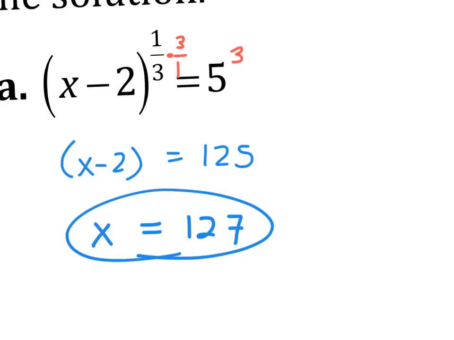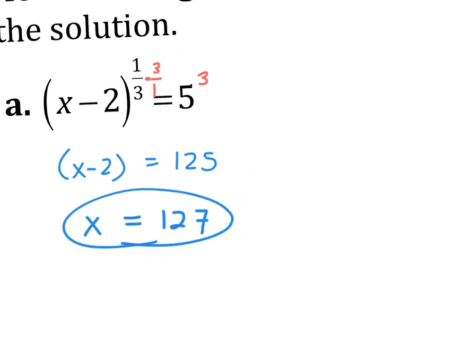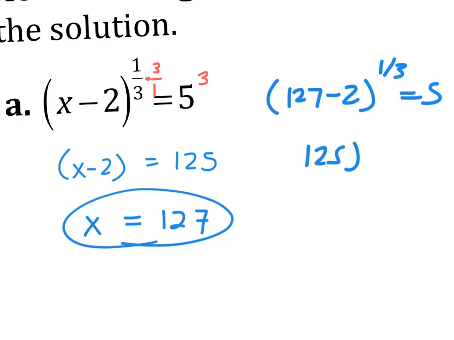We'll just walk through a check in our final moments together. So what we need to do is take the 127. We're going to substitute it into there. So 127 minus 2 cube root equals 5, question mark. And then we get 125 cube root equals 5. And the cube root of 125 is 5. And there we go.